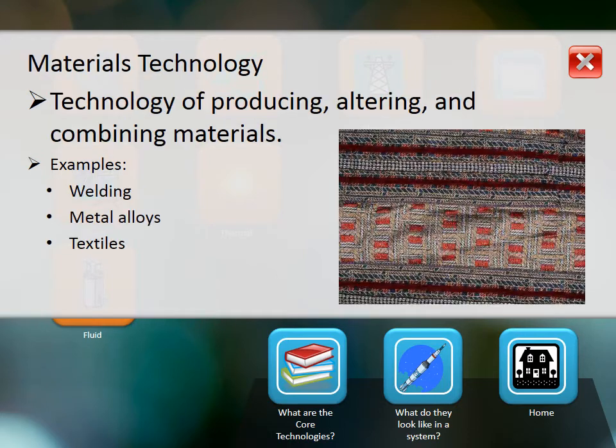Next, we go to materials. You're producing, altering, and combining materials. Textiles is very big here in the South. It was. It's not as big as it was because a lot of things have been transferred outside of the U.S. You're using metal alloys. You're welding. This should be an easy unit.